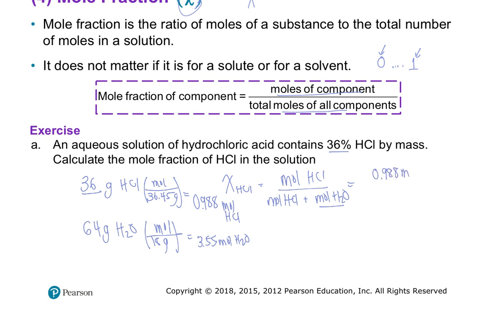So we're going to plug it in: 0.988 moles divided by, I just go straight down, 0.988 moles plus 3.55. We're not going to multiply by any number, and we're just going to plug that in. We end up getting 0.218 for my mole fraction of HCl. So it's a number between 1 and 0, and so that's a good check for our value.